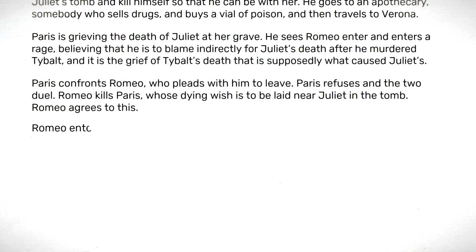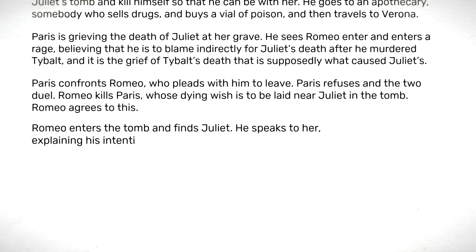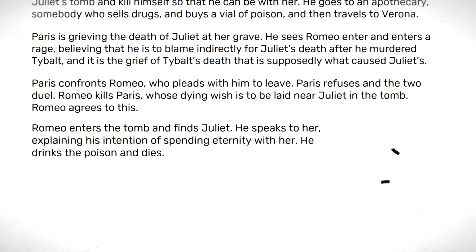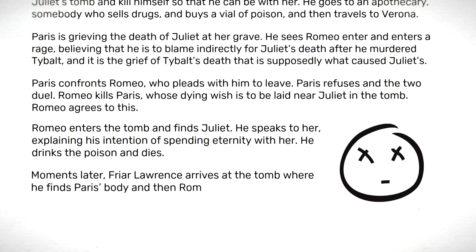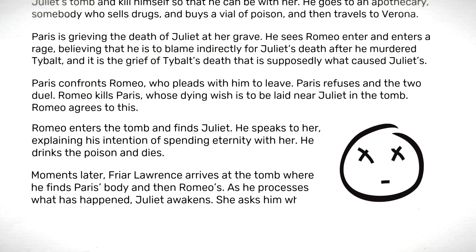Romeo agrees to this. Romeo enters the tomb and finds Juliet. He speaks to her, explaining his intention of spending eternity with her. He drinks the poison and dies. Moments later, Friar Lawrence arrives at the tomb where he finds Paris's body and then Romeo's. As he processes what has happened, Juliet awakens.